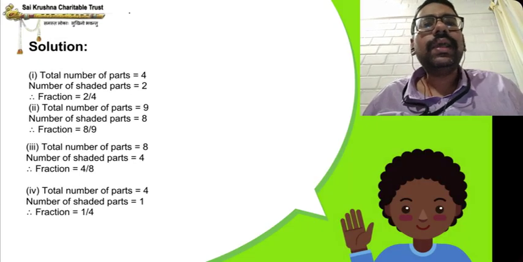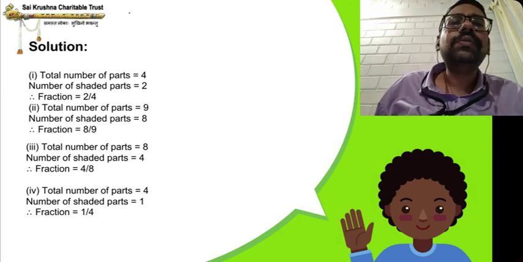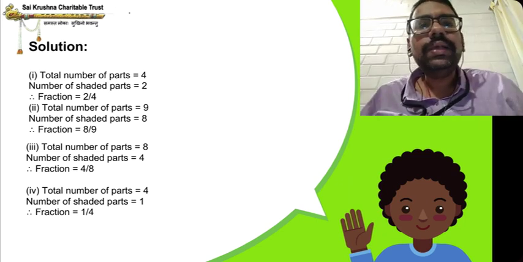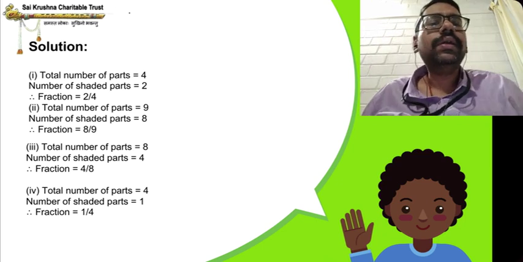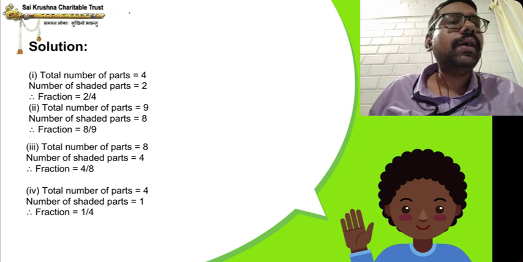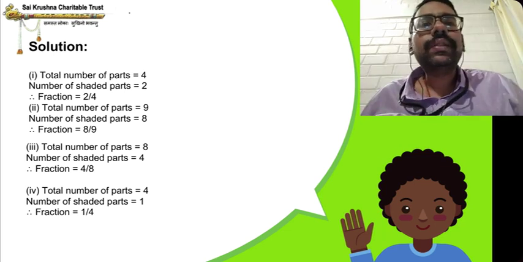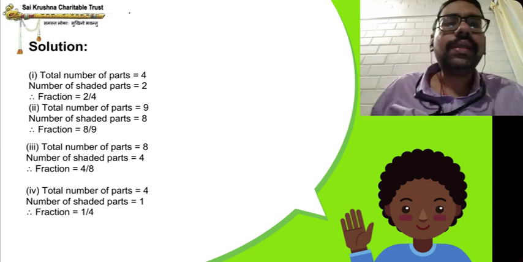Answers are given. Okay. Total number of parts 4. First one, number of shaded parts 2. So the fraction 2 out of 4 can be represented as 2 divided by 4. Second one, I told you there are 9 parts. Out of that 8 are shaded. Therefore, the fraction shaded is 8 out of 9 or 8 divided by 9. Third one, total number of parts 8. Number of shaded parts is 4. So 4 out of 8 is shaded. Therefore, in fraction, you represent it as 4 divided by 8.